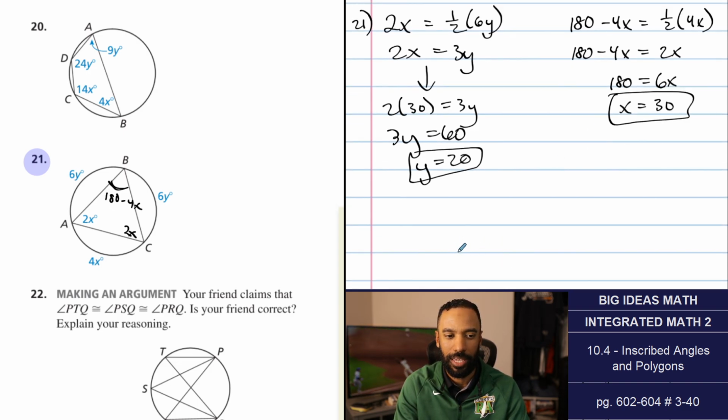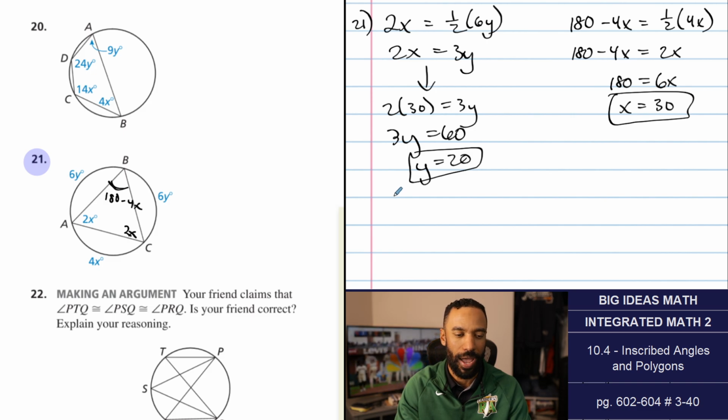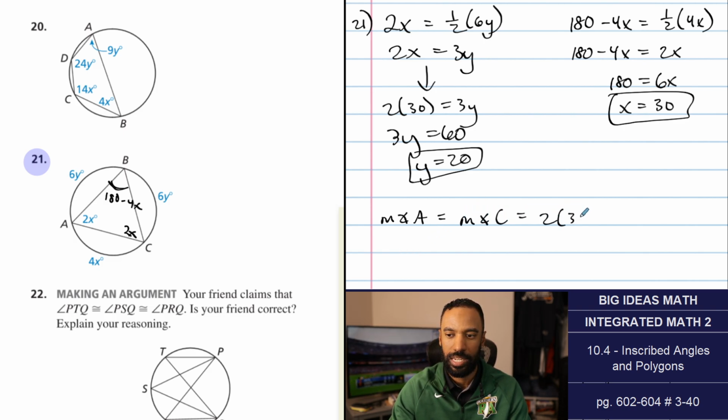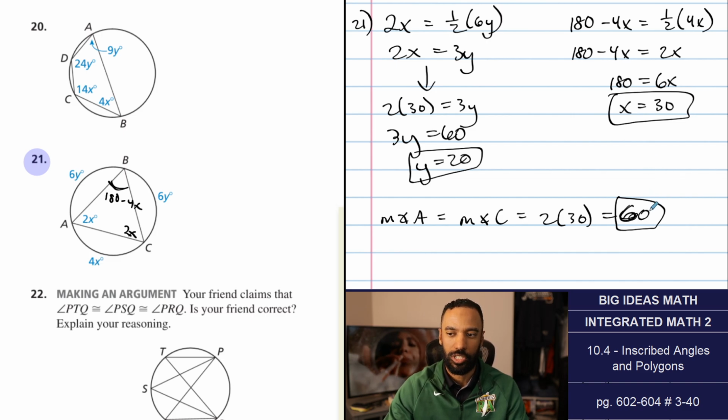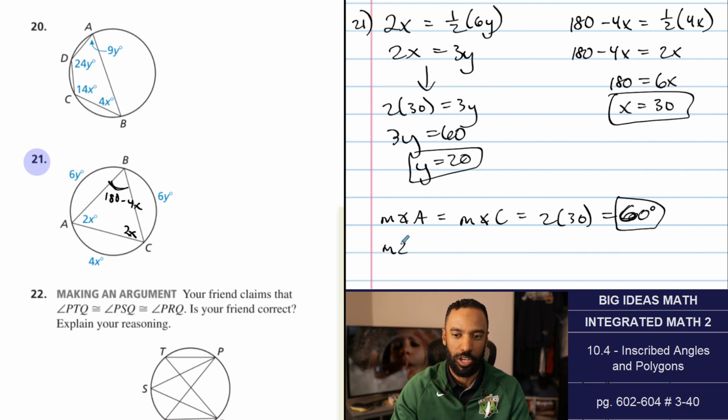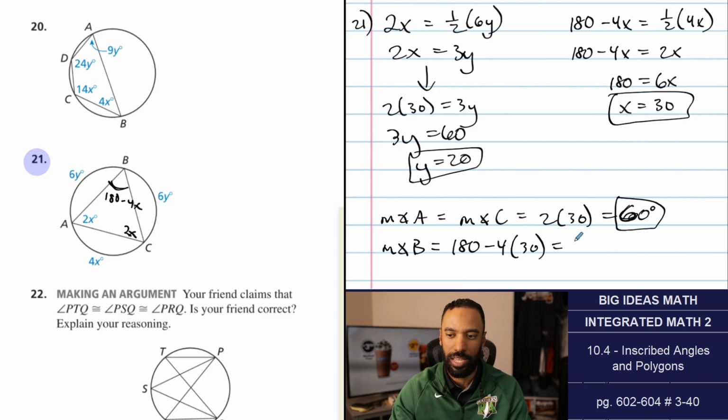So the polygon's angles, we have both things that are 2x's there. I'll just start with those. So measure of angle A and measure of angle C will have the same angle measure. This will be 2 times 30, which is 60. Whoops, 60. And you have a bunch of different ways you can find measure of angle B. We already have the expression as well, the 180 minus 4x, so I can work off that one. So 180 minus 4 times 30, 180 minus 120, which is also 60 degrees. So everything is 60 degrees.